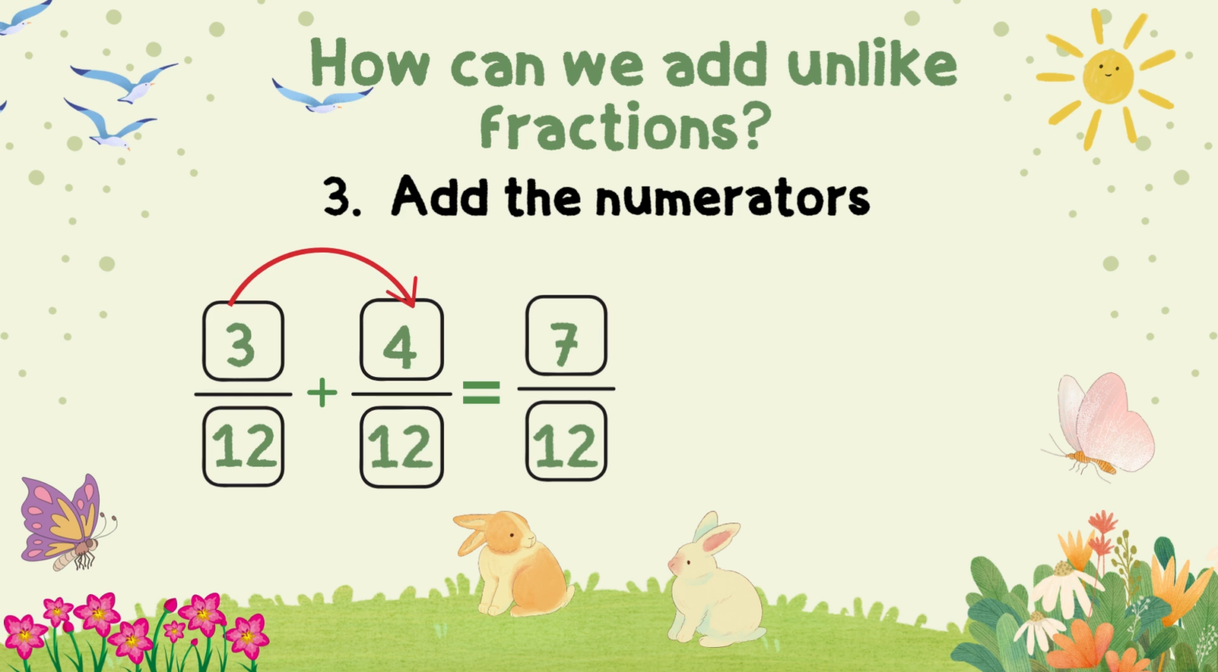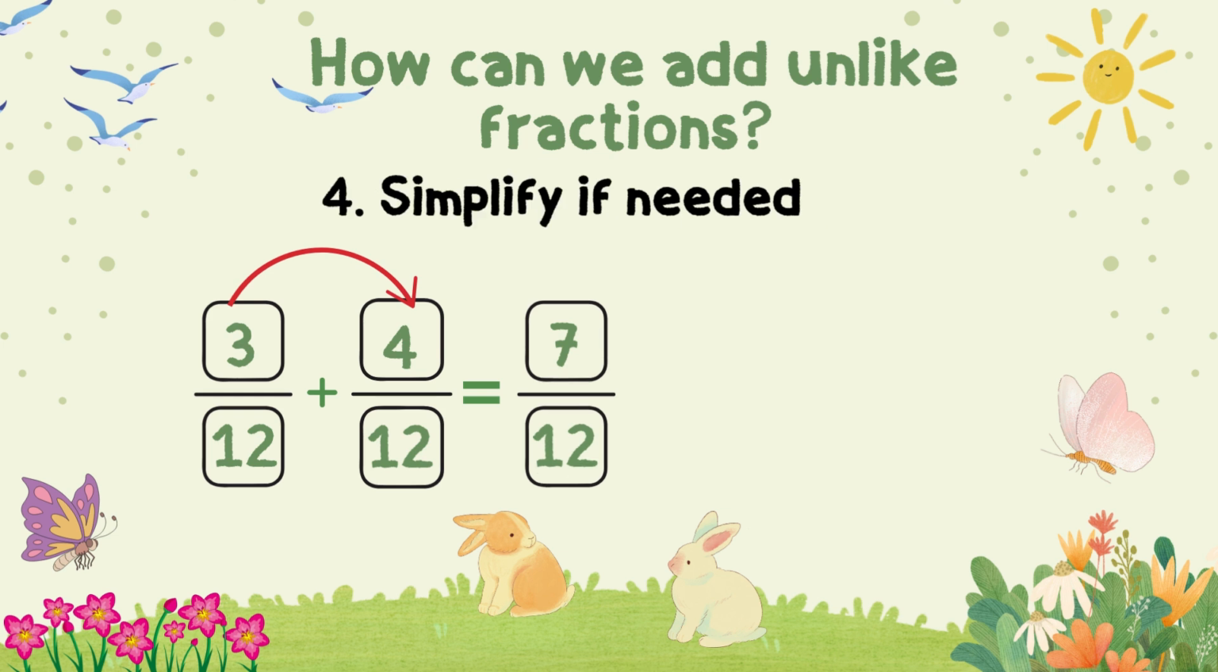Finally, we check if the fraction can be simplified. Since 7 and 12 have no common factors, our final answer is 7 out of 12.